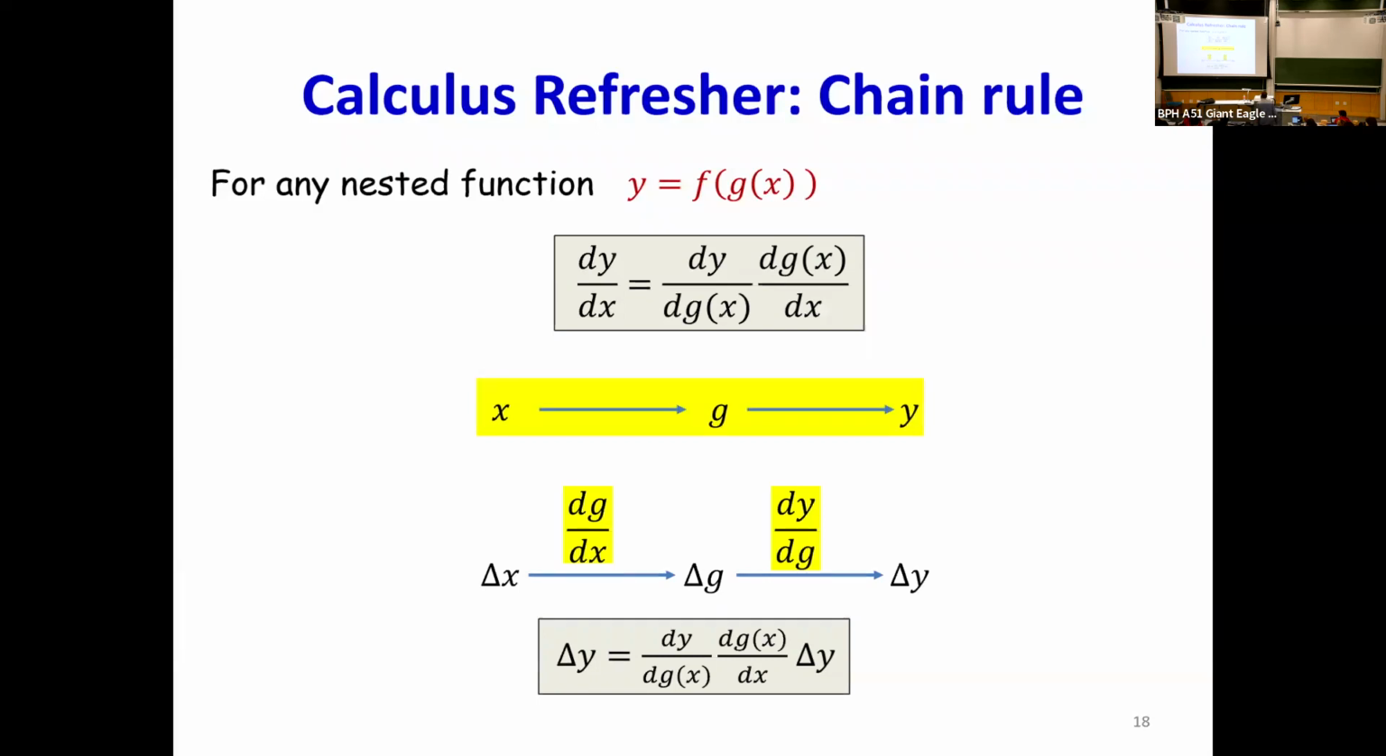And now if you look at this going through, you will see that delta y equals delta g times dy over dg, right? But delta g is delta x times dg over dx. So if you change them up, delta y is dy over dg times dg over dx. So this gives you the derivative of y with respect to x, which gives you, what is this rule? The chain rule, right? We can see how this comes out.